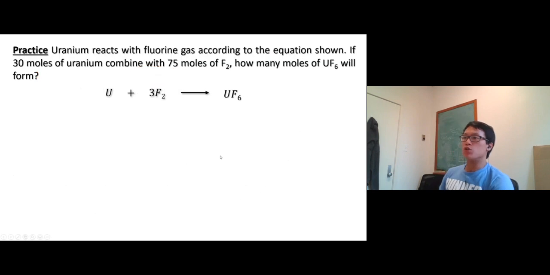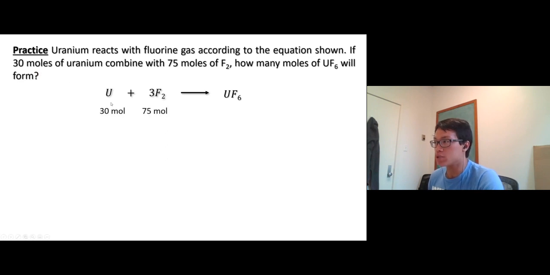All right. Let's try right here. Uranium reacts with fluorine gas according to this equation. If 30 moles of uranium react with 75 moles of fluorine gas, how many moles of UF6, uranium hexafluoride, will form? Okay, so we want to find moles here. First of all, you need to know which one runs out first, who is the limiting reagent.